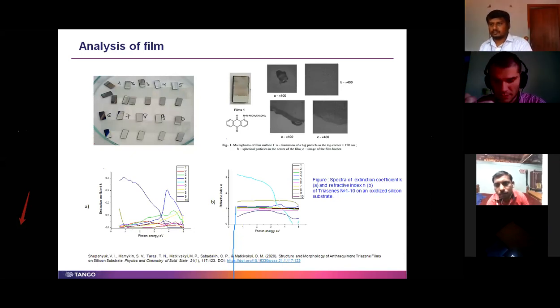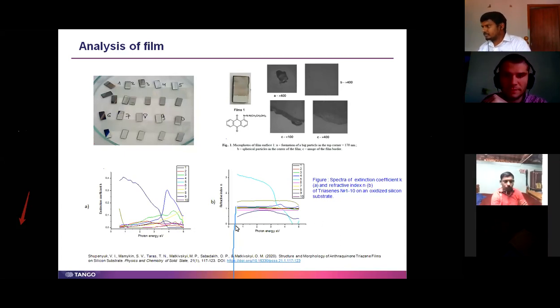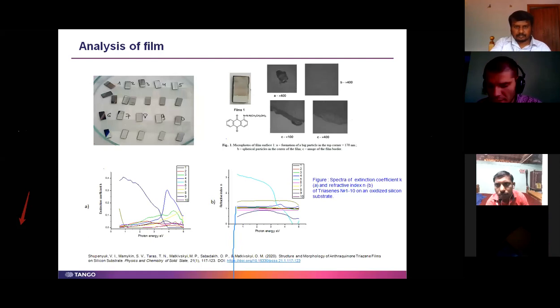And these triazines are interesting because they have triazine groups which have photoactivity, photosensitivity, and you see the figure with some extinction coefficient and refractive index of triazines.